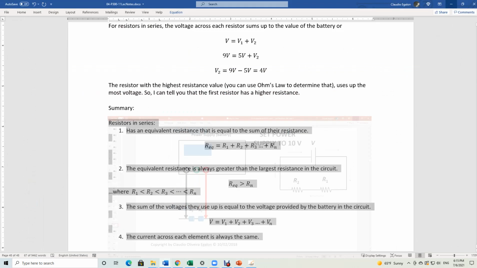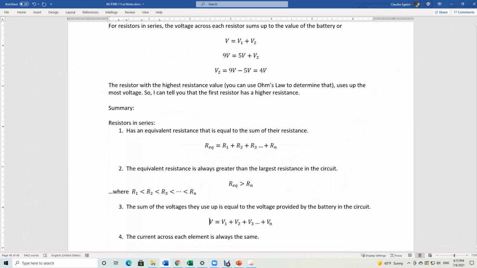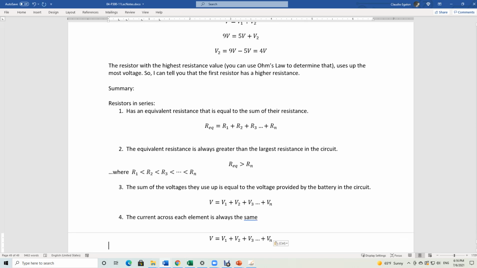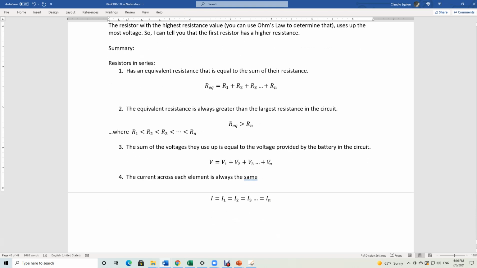So what I'm going to do is put here I equal to I1 equal to I2 equal to I3, and so on, equal to IN. It's important, so quite 4 points that you have to memorize. And all of that we can see in the lab. Here you go. We're going to make a table of that.